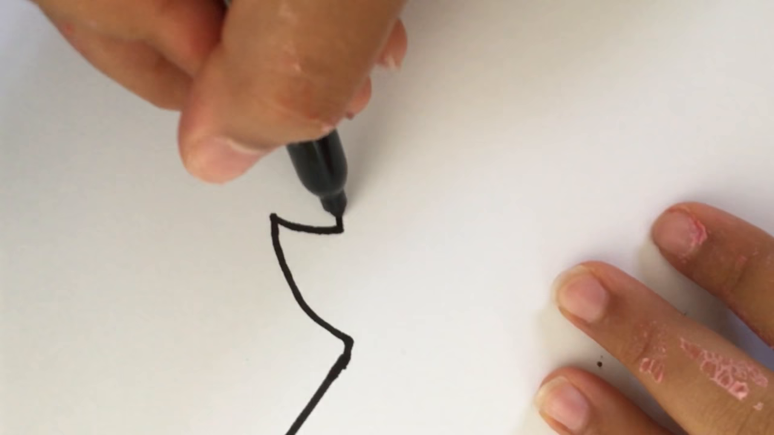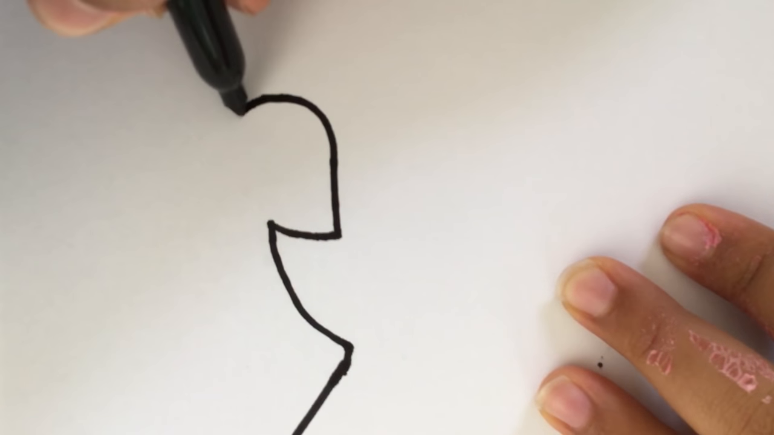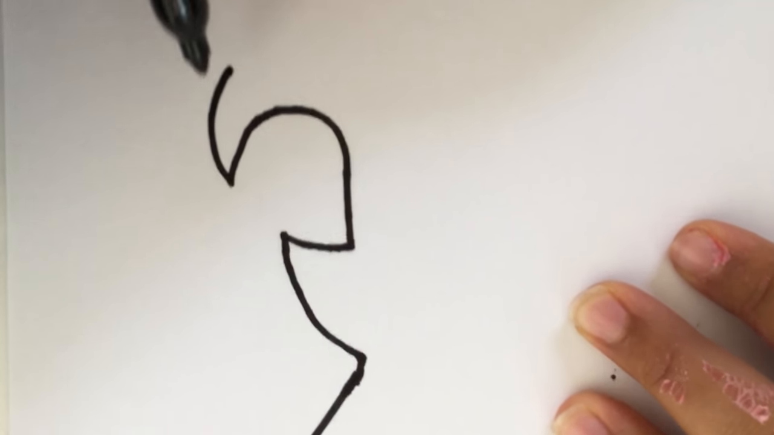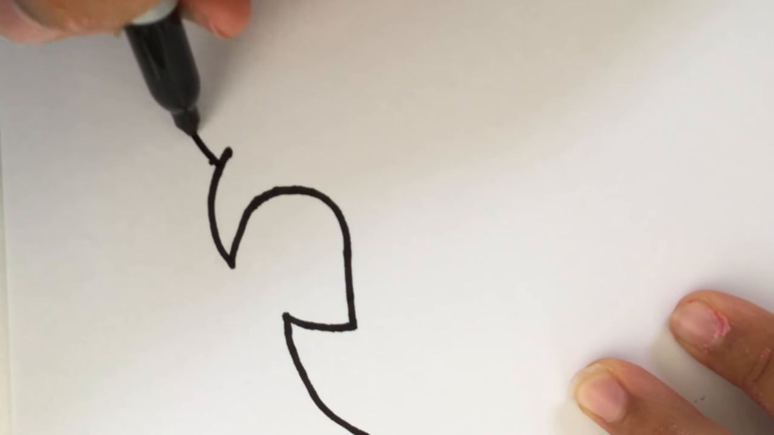We are going to draw the shark's mouth open, but comment down below if you want me to draw a shark that doesn't have, that has its mouth closed.